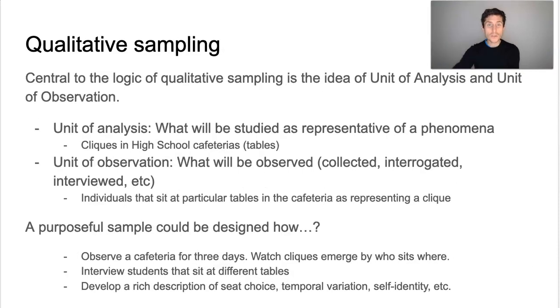All right, so let's start with qualitative sampling and discuss how we go about arranging, or the techniques that we can use, to assemble a sample. So qualitative sampling has at the heart of what it's trying to do an explicit recognition of two concepts that are important for how we go about sampling. The first is the unit of analysis, and the second is the unit of observation.